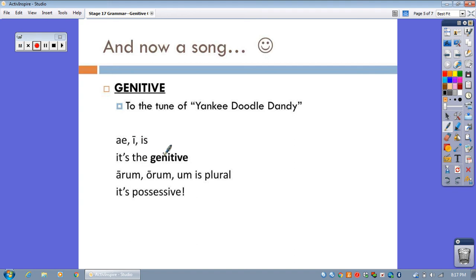AE, II, IS, it's the genitive. ARUM, ORUM, UM, is plural, it's possessive.